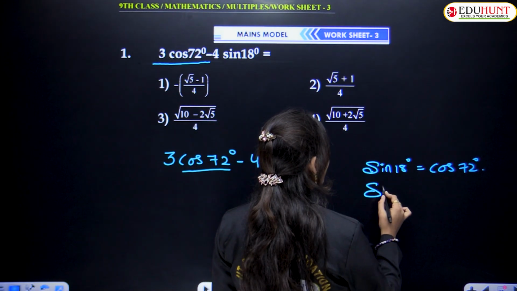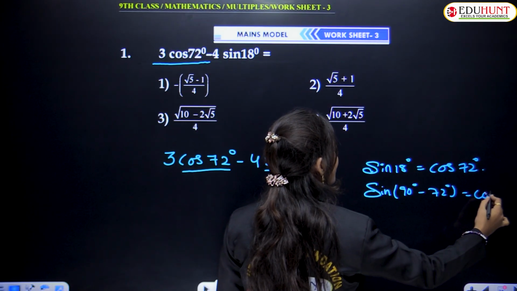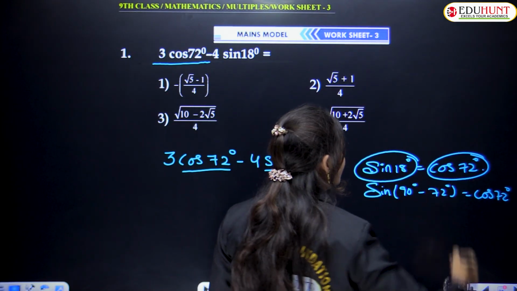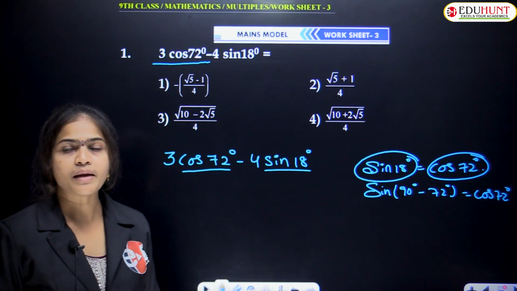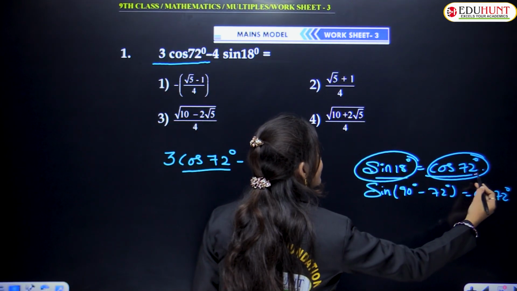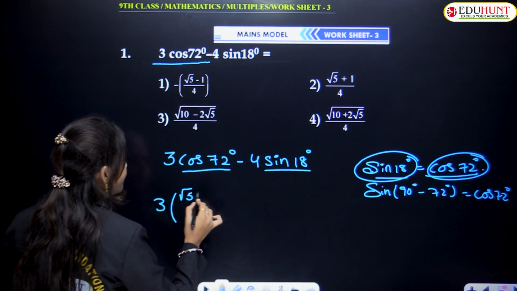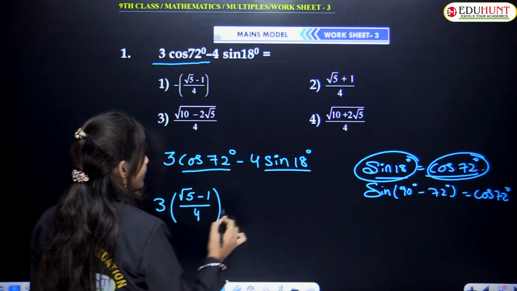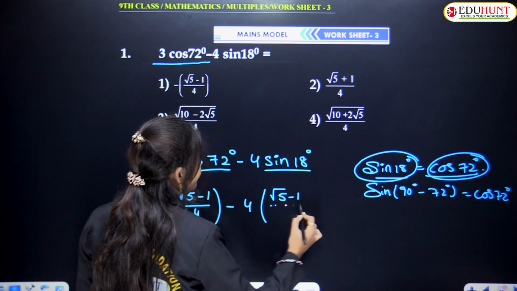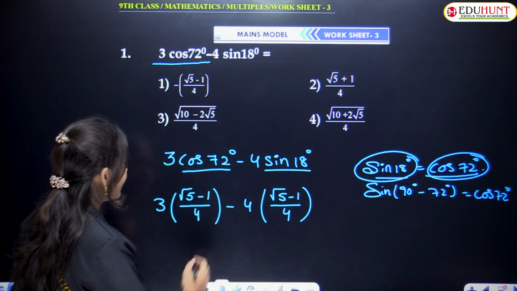How it will be means sin of 90 degrees minus 72 degrees, then we will get it as cos 72 degrees. So that's why we can say that sin 18 degrees is equal to cos 72 degrees. Am I clear? So here what is the value of sin 18 degrees as well as cos 72 degrees? That is 3 into root 5 minus 1 by 4, minus of 4 into root 5 minus 1 by 4. Clear ma? So here this value we need to find out.